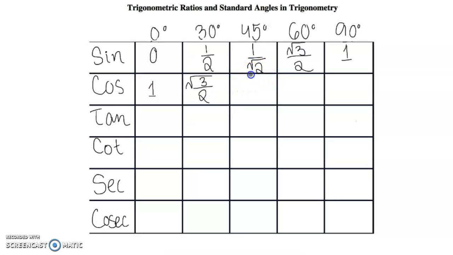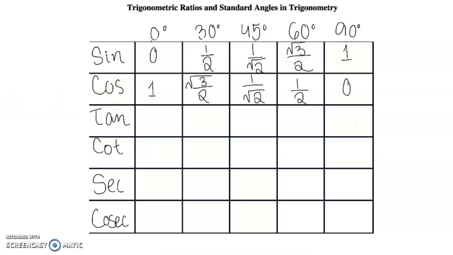Cos 45 theta is equal to 1 over root 2. Cos 60 theta is equal to 1 over 2. And cos 90 theta is equal to 0. What we're going to do for tan theta is take the sin theta value that we get and divide that by the cos theta value that we get.